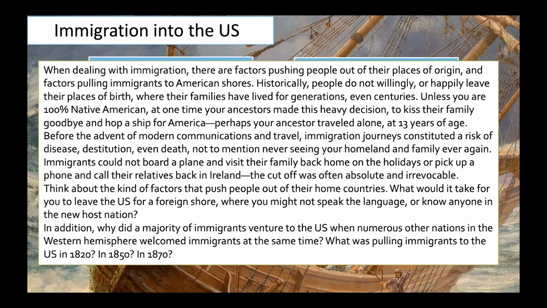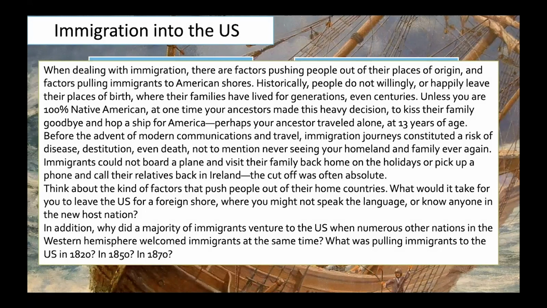Perhaps your ancestor traveled alone at 13 years of age. Before the advent of modern communications and travel, immigration journeys constituted a risk of disease, destitution, even death, not to mention never seeing your homeland and family ever again. Immigrants could not board a plane and visit their family back home on the holidays, or pick up a phone and call their relatives back in Ireland. The cutoff was often absolute.